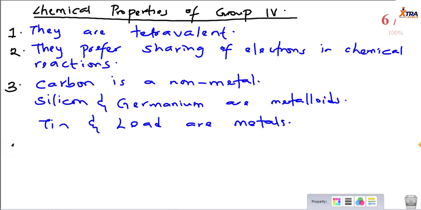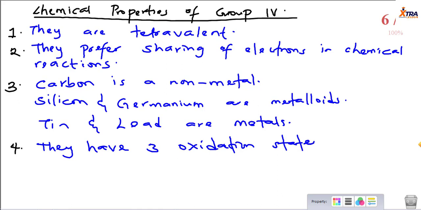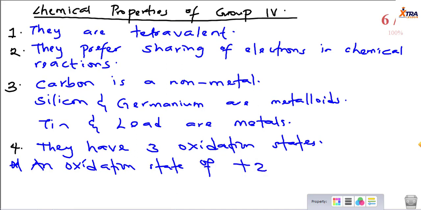Now, which other property do they have? What can we say about their oxidation states? They have 3 oxidation states. One is an oxidation state of +2 in the case of carbon 2 oxide. In the case of carbon 2 oxide, they have an oxidation state of +2.